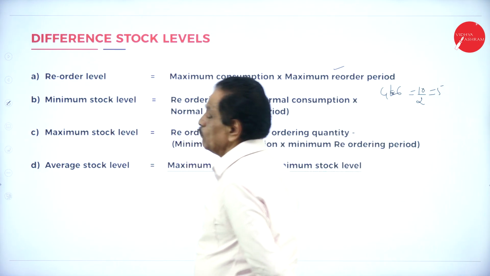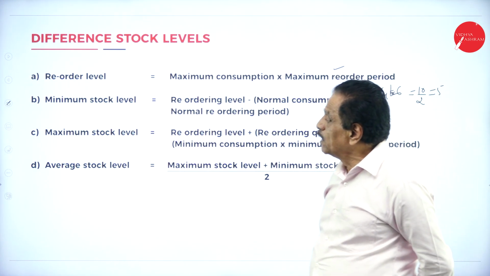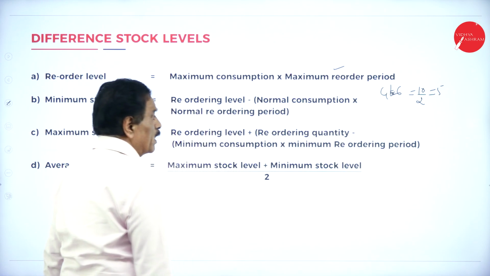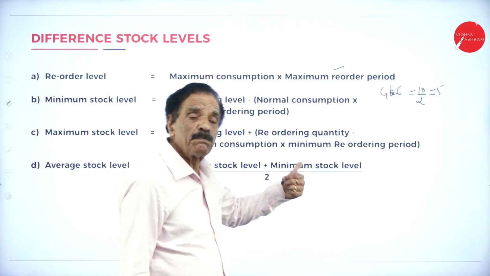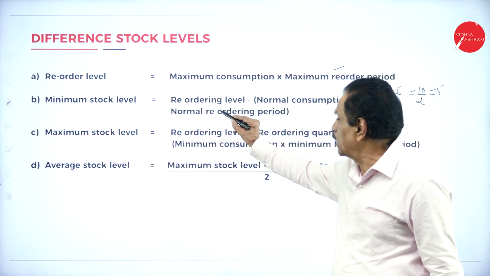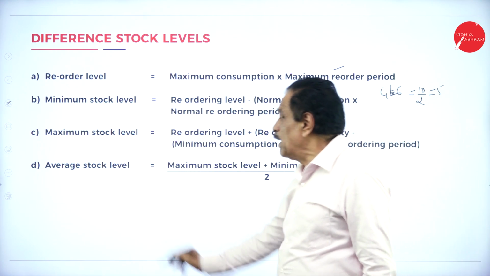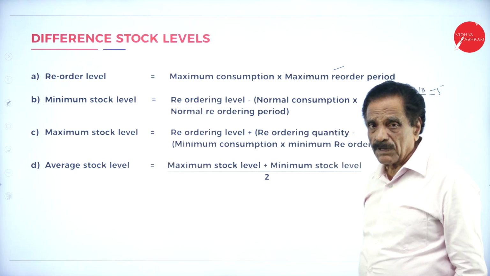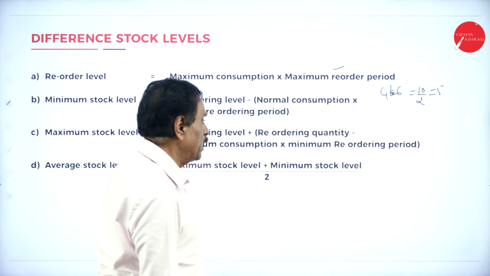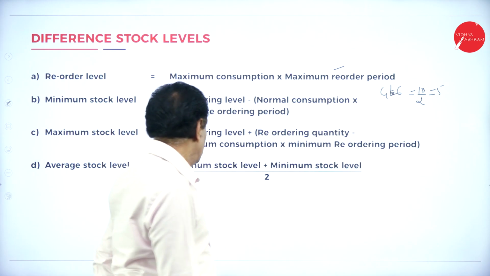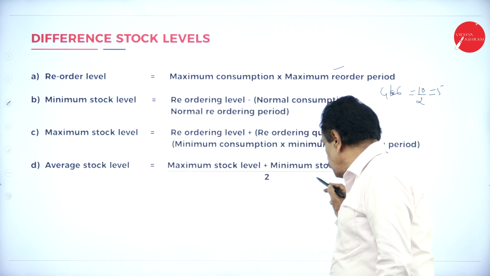What is the first one? Reorder level is equal to maximum consumption multiplied by maximum reorder period. Minimum stock level is reorder level minus normal consumption multiplied by normal reorder period. Maximum stock level is reorder level plus reorder quantity minus minimum consumption multiplied by minimum reorder period. So come back to average stock level: maximum stock level plus minimum stock level.